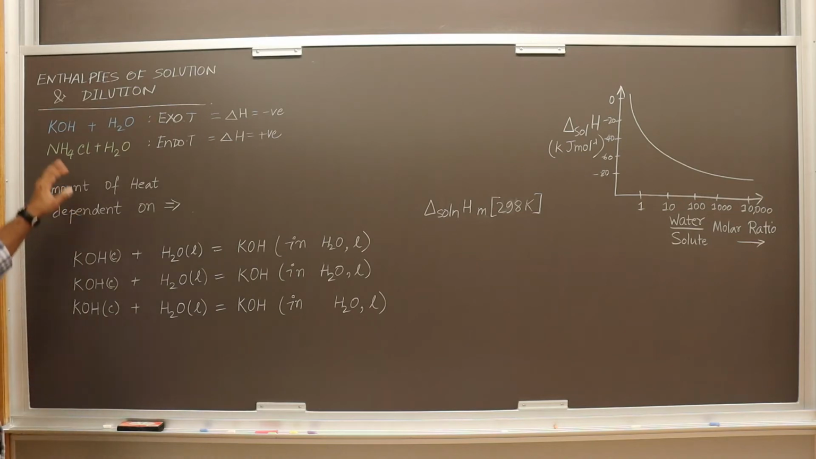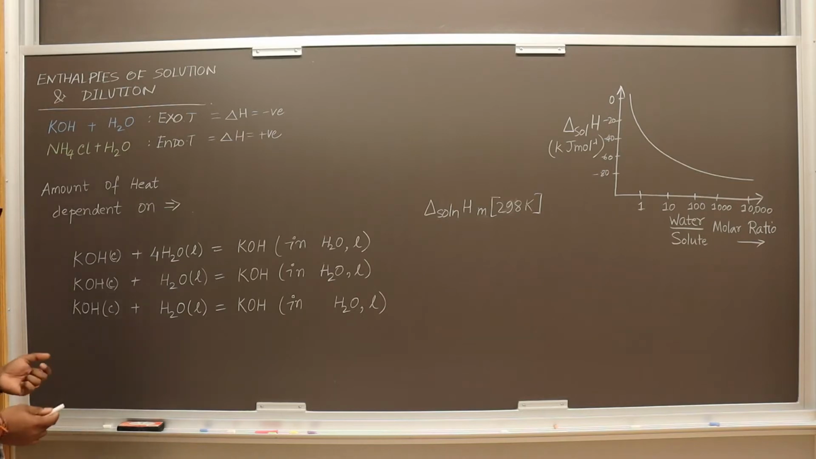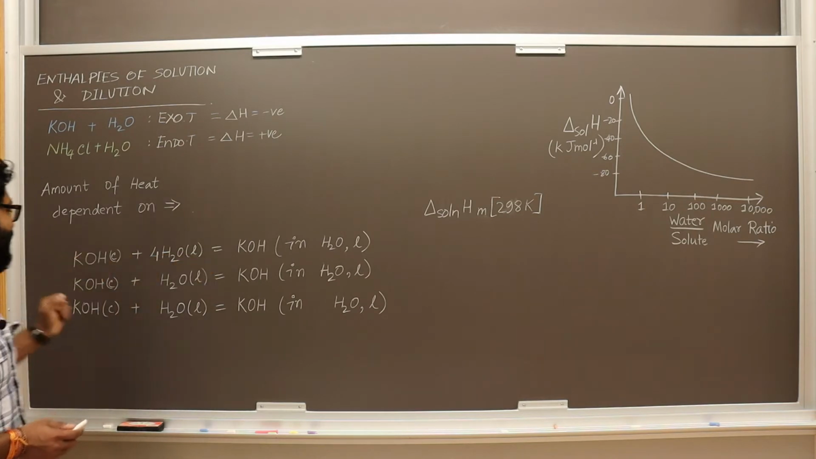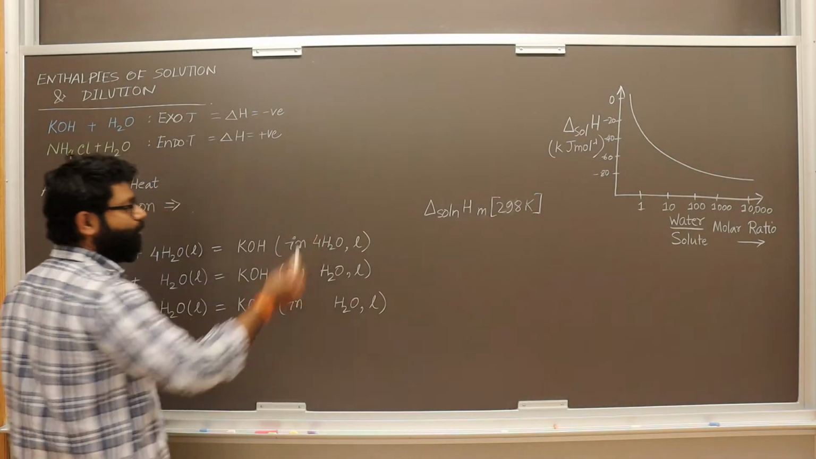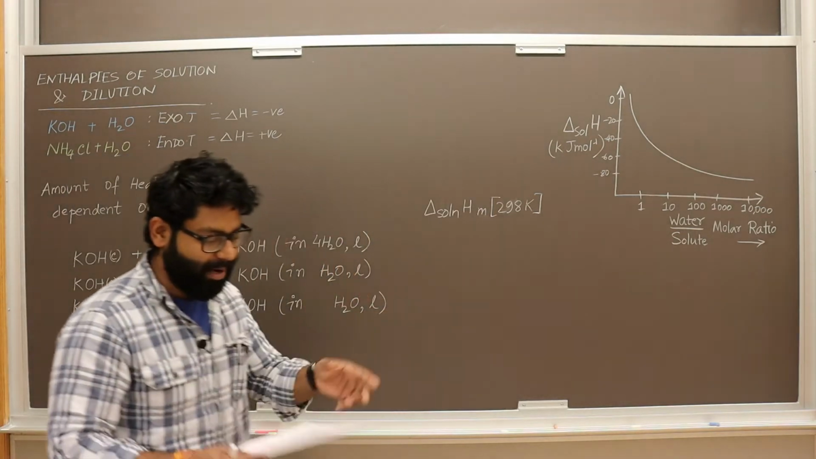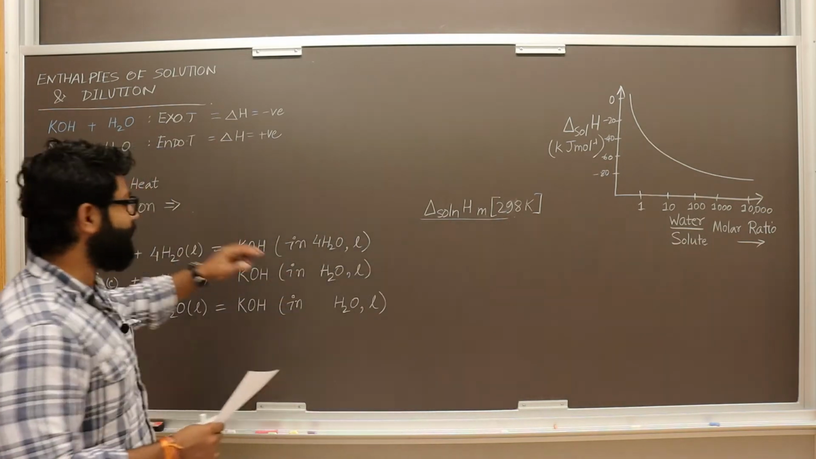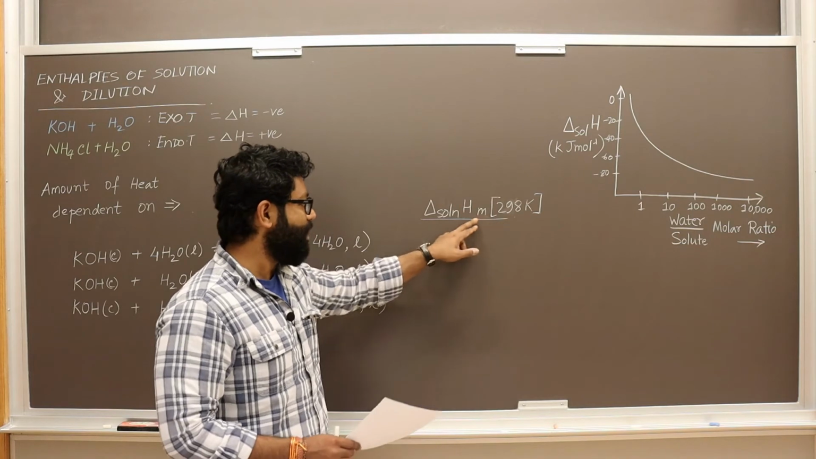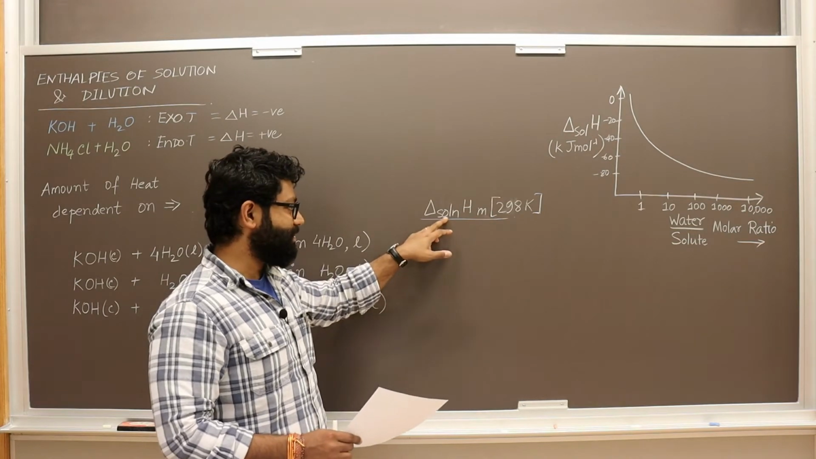Now, for example, let's take potassium hydroxide and dissolve it in 4 moles of water. So you take 1 mole of potassium hydroxide and dissolve it in 4 moles of water. This is the reaction that happens. If we do the experiments, we find the amount of heat that is released during the dissolution of potassium hydroxide in 4 moles of water at 298 Kelvin. Here comes the symbol for molar heat of solution.